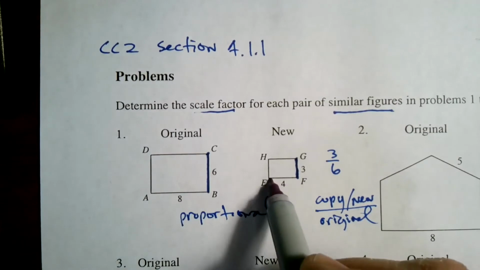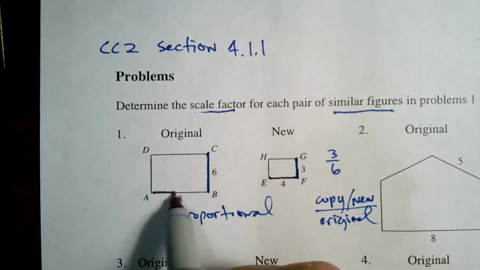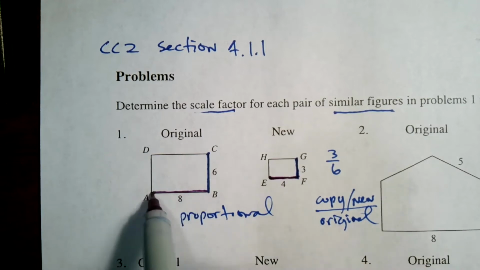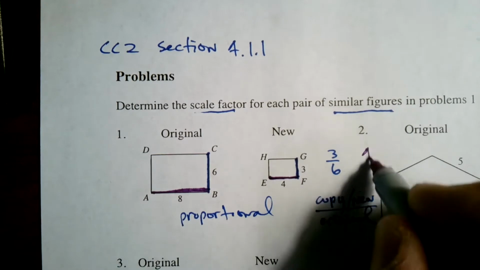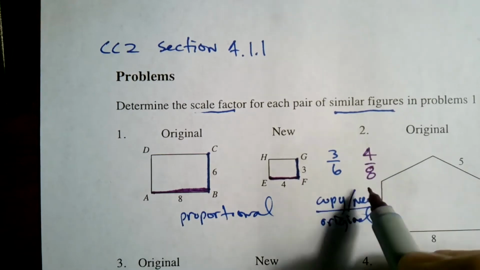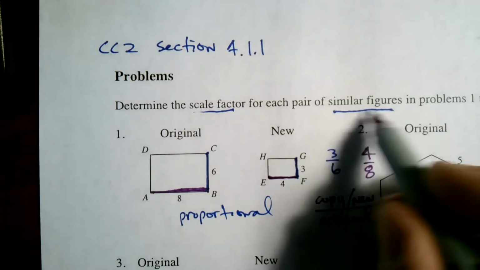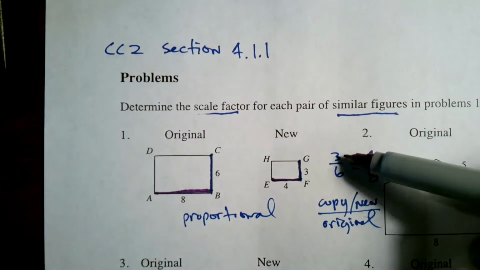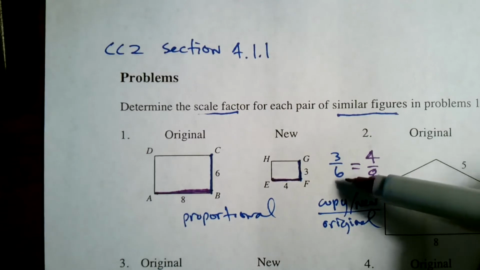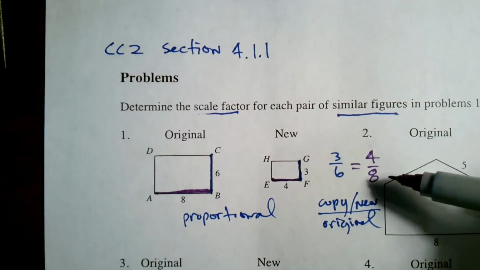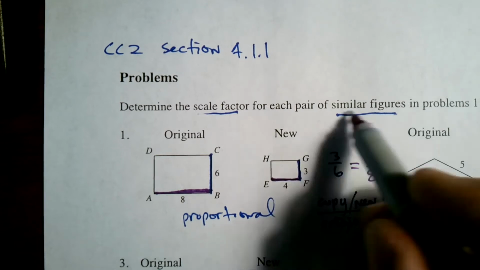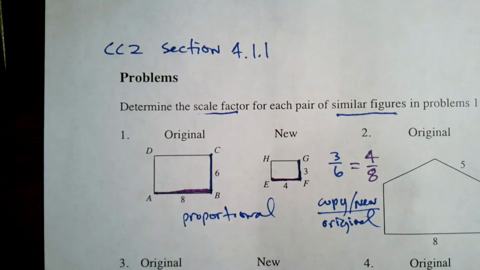Because they're similar, let's look at EF to AB. EF to AB would be 4/8, right? And because I'm saying they're similar, these should be equal, which in fact they are, because 3/6 is 1/2, and 4/8 is also 1/2. So the ratios of corresponding sides are equal. That's what makes them similar.